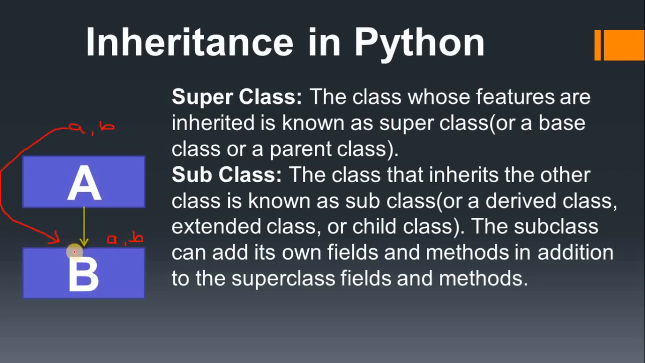But suppose B has its own data C. That C data cannot be used in A. Whatever data the base class has can be reused in B. So that is the inheritance concept.